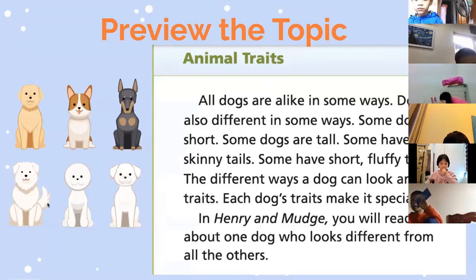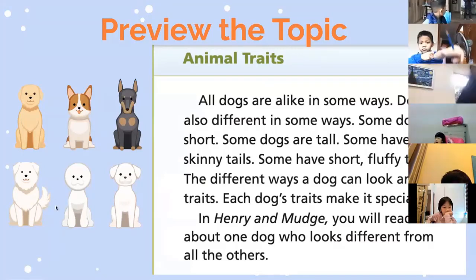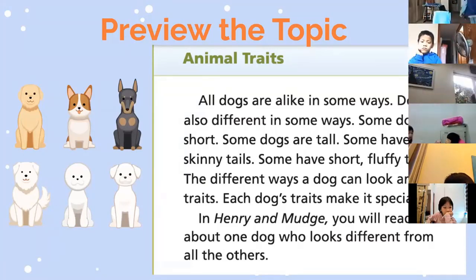All of these dogs in the picture look kind of different. Some of them might have the same color fur, but they have different ear shapes. Some of them have pointy ears. Some of them have floppy ears. Some of them have big tails. Some of them, we can't see their tails at all. So all of these dogs have different traits, different ways that make them look different. So in our story today, we'll have a dog who looks different than the rest of the dogs.